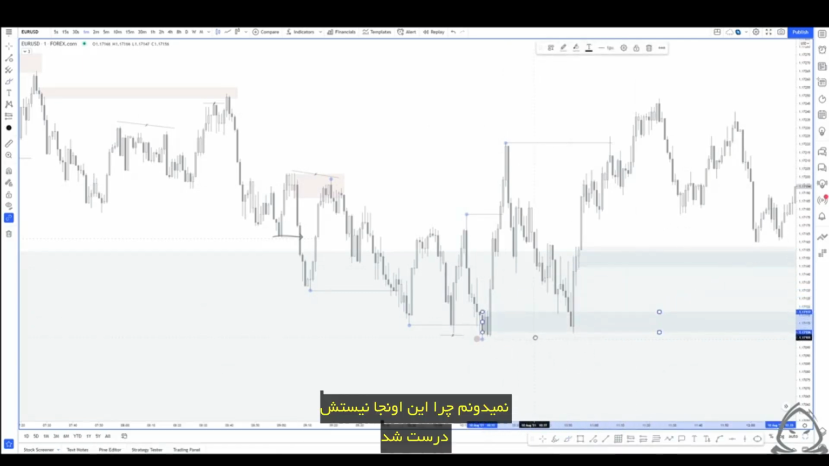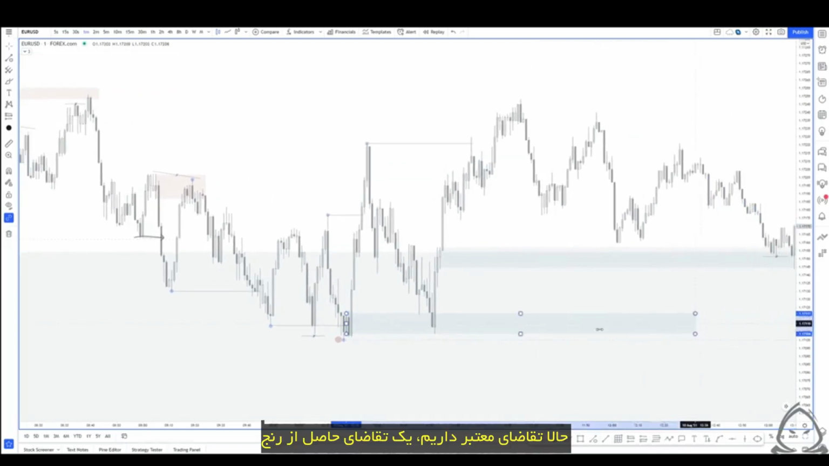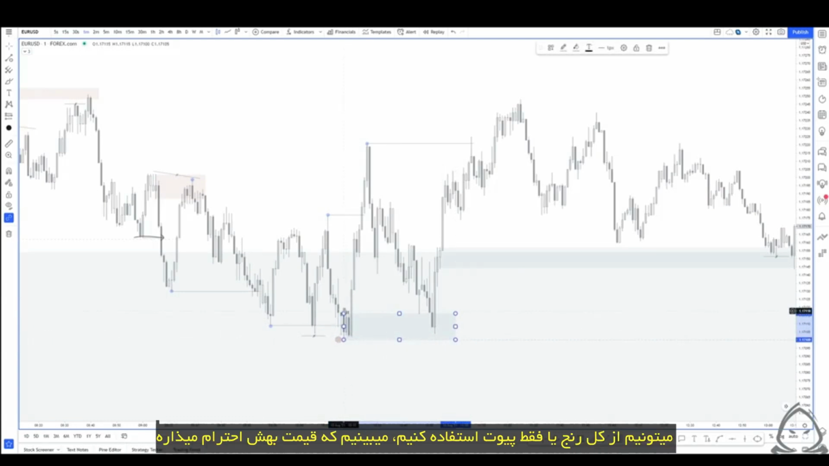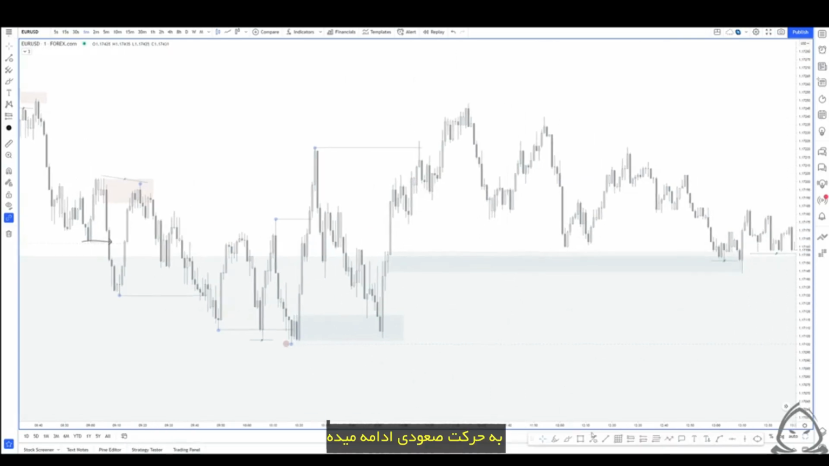I'm not sure why that's not there anymore. There we go. So now we have a valid demand zone. We have range created demand if we use the entire range, or we could refine it to pivot created demand, which would be that. See, price respects it, continues moving to the upside.